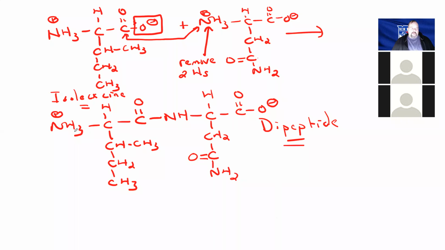And you notice on the left side, the amino acid isoleucine has the free or unreacted amino group, and the asparagine on the right-hand side over here has the free or unreacted carboxyl group.